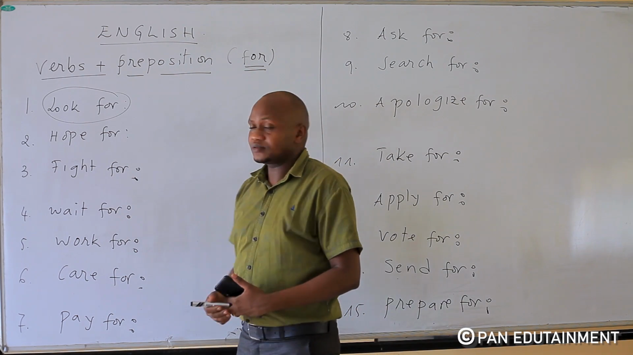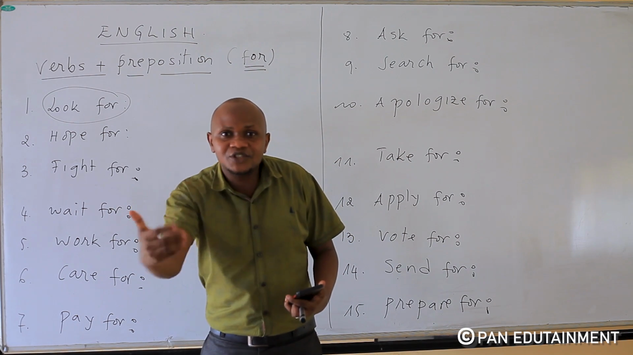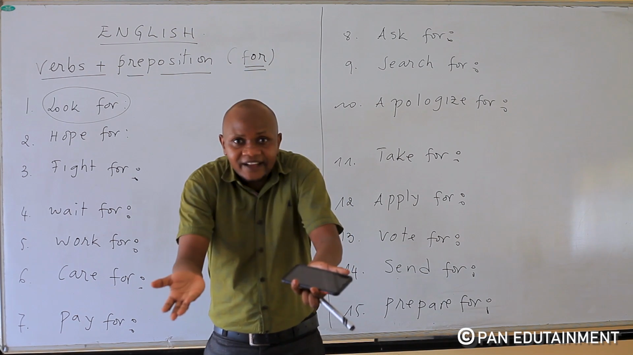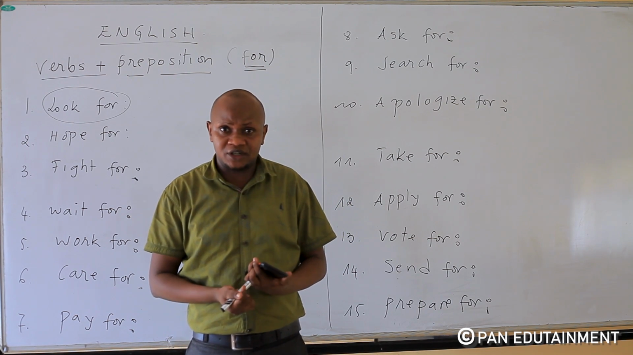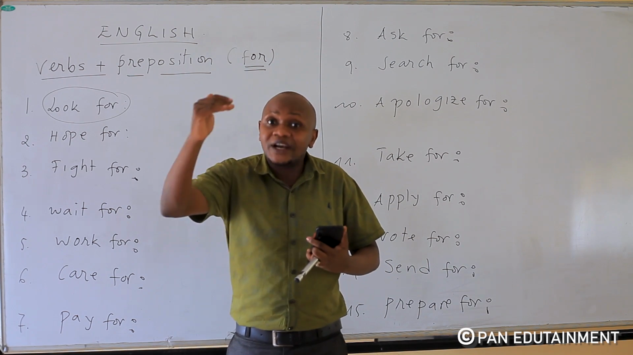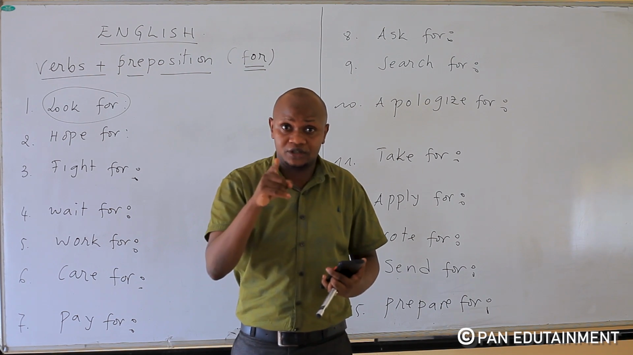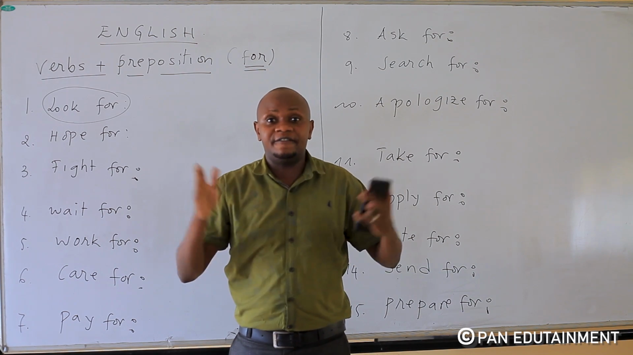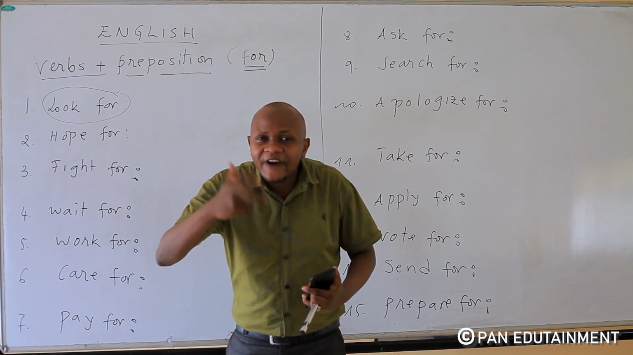Then fight for. To fight for nu guharanira. Guharanira ku kintu kigomba kuba. That is fight for. For example, cyangwa se kurwanirira, guharanira. For example, when I say, I will fight for my better future, ni wavuga ngo nzaharanira ejo hazaza hanjye heza. Or, she will fight for her bright future. Bright future, better future, these are two words that are very similar. To fight for.